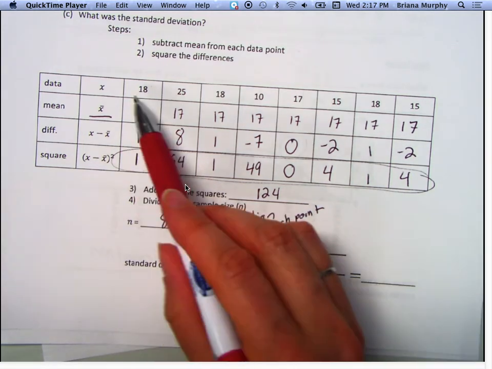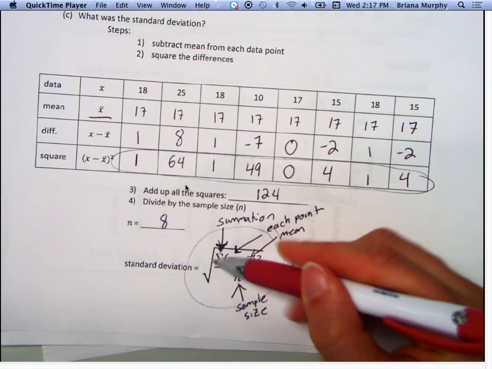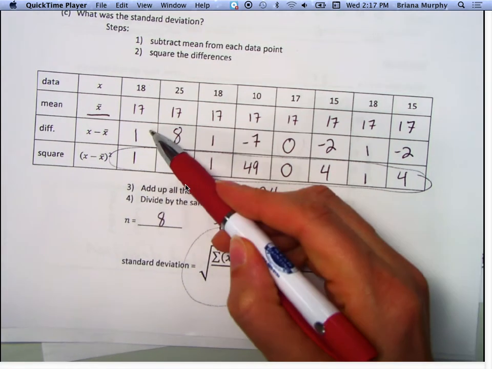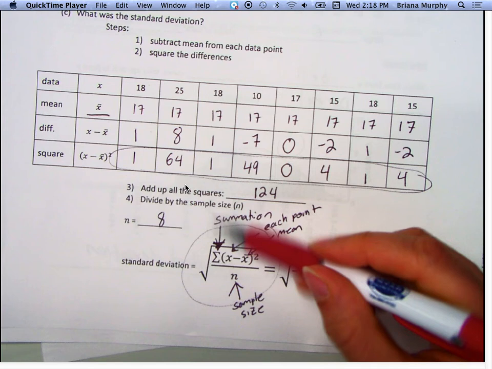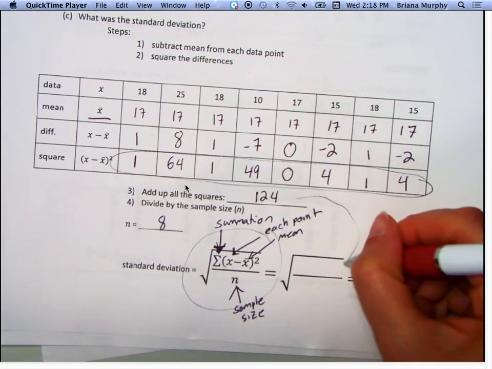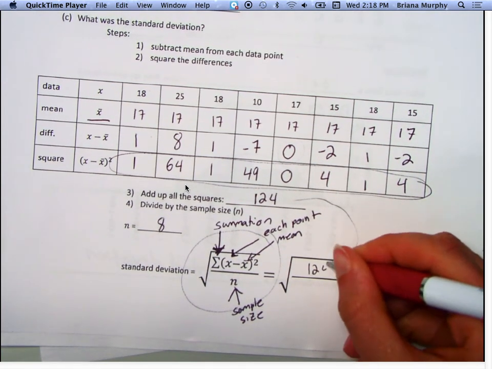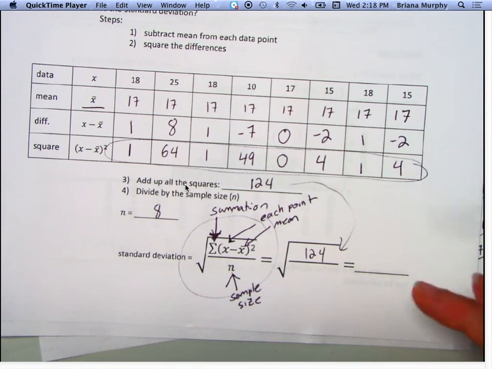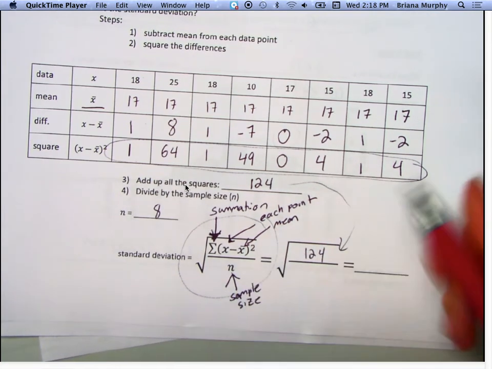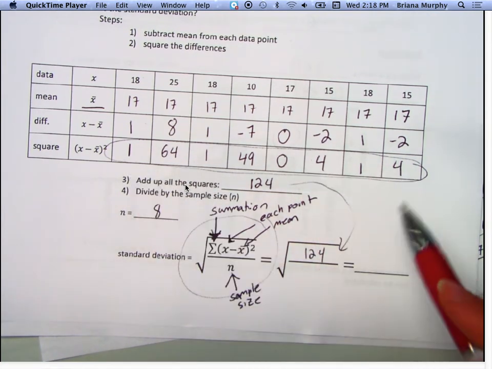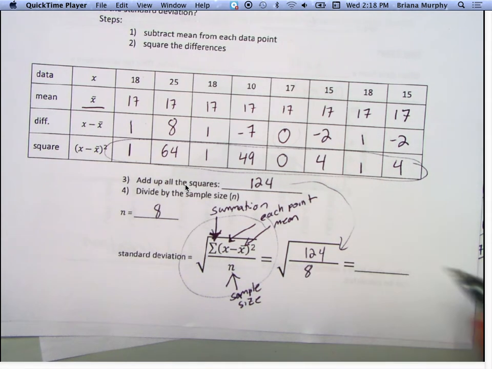So we subtracted all of these, which is what it's saying here. Then we squared them all, which we got here. Then we added them all up, which we got here. So we just put 124 right here. That's the sample size. And how many numbers do we have again? 8. That's my sample size.